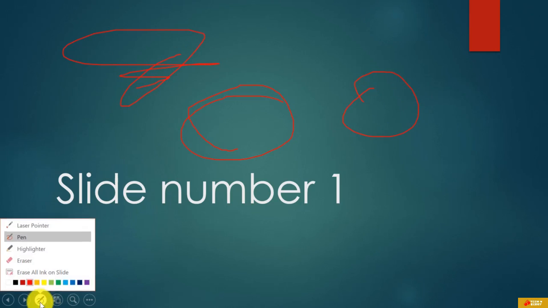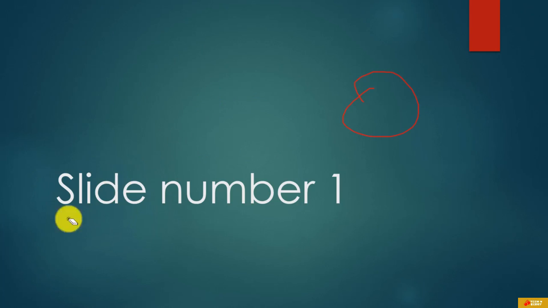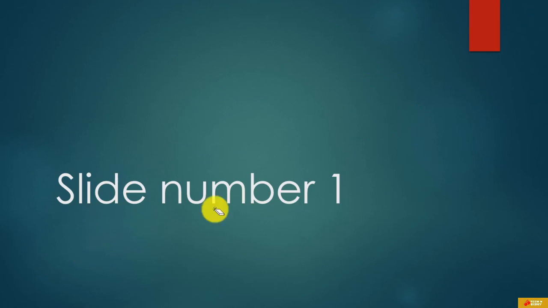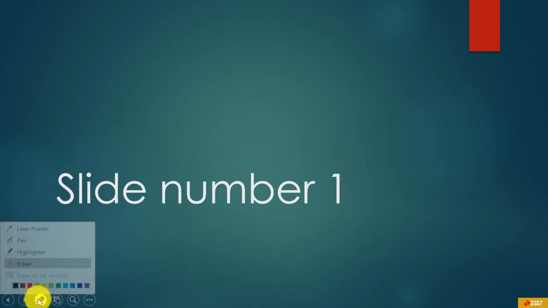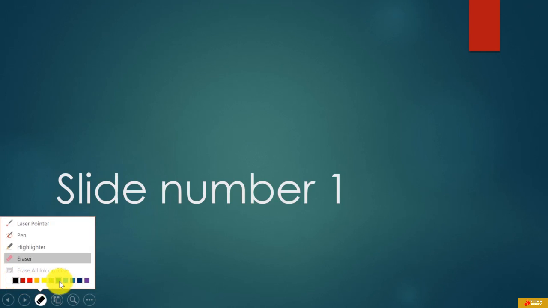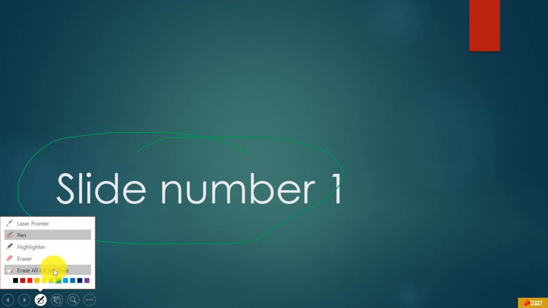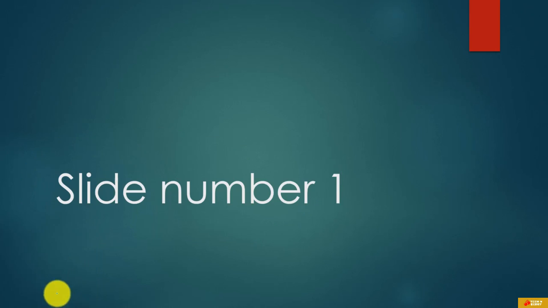Another option here in pen, you can use eraser. It will erase that selection, and you can just click on erase all ink on slide. It will remove all of the ink from your slide. You can change the color here. You can select green color. You can use any color you want, and again I'll click on erase all ink on this slide.